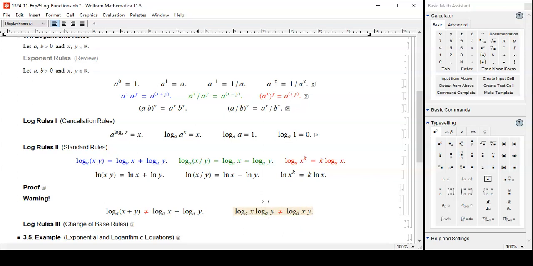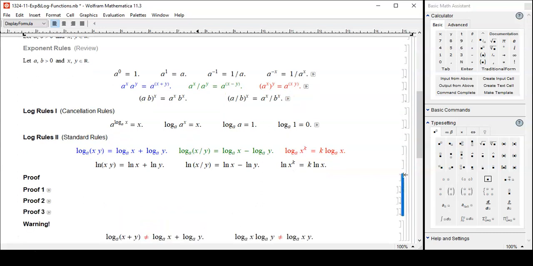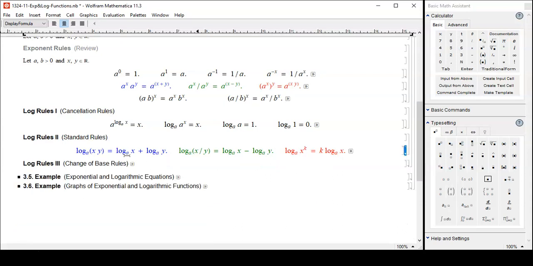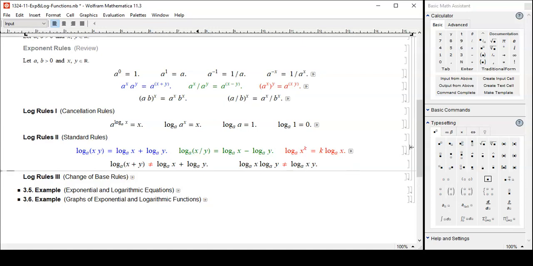I haven't seen many students making this mistake, but I do see a lot of mistakes for this one. If you have log of x plus y, you cannot separate, because this quantity on the right-hand side is log of x times y, not x plus y. So this rule here, please remember, warning, don't make this mistake. I see this mistake a lot, to tell the truth. As for the proof, no, I'm not going to bother. That's way too much for this course. Let me reproduce that warning here.